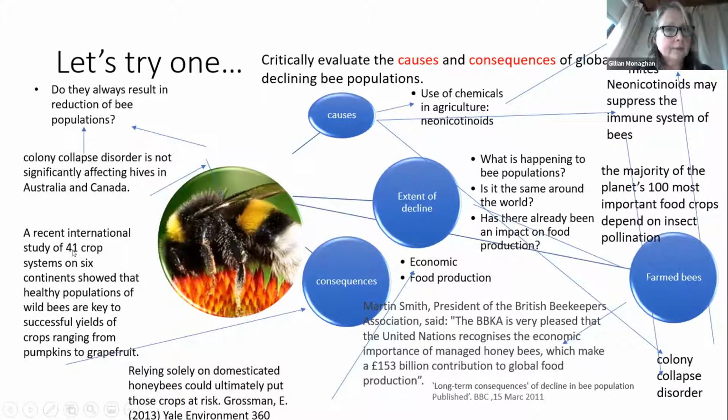Would that be solving our problem? Well, apparently a recent international study of 41 crop systems on 6 continents found that wild bees are important to their pollination. If we rely solely on domesticated honeybees, we could ultimately put these crops at risk. That's from E. Grossman, Yale University. So, okay, we've got 2 different ideas: managed farm bees, and the importance of wild bees. So 2 different opinions. I need to do some more research around that.